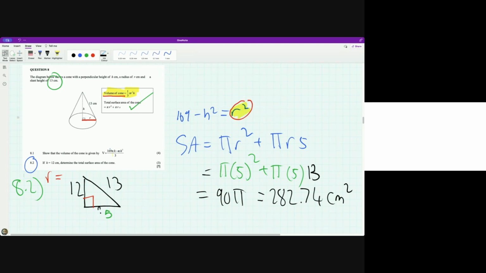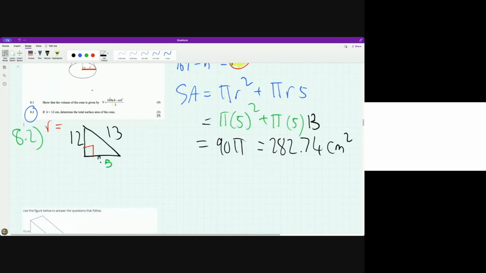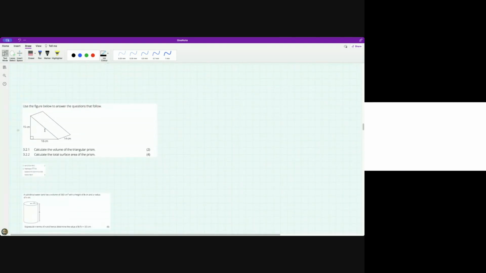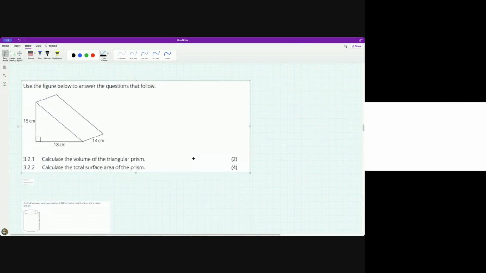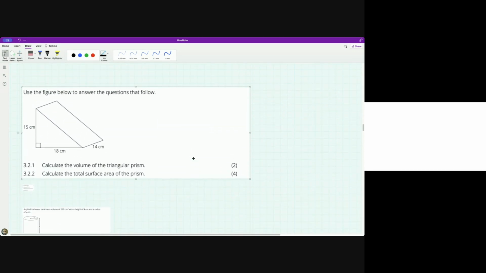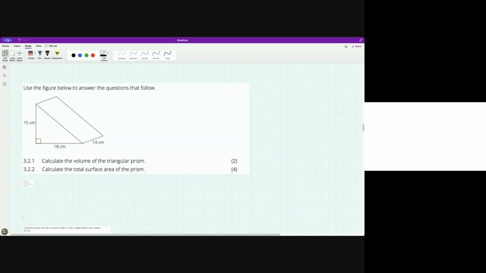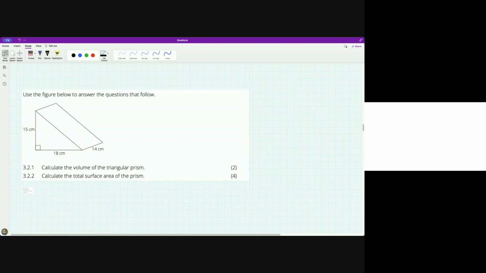Are there any questions or comments about this question? Anything you'd like me to go over before we do one more question tonight? Okay. Well, then, why don't you find me the volume and the surface area of this shape? What type of shape is this?